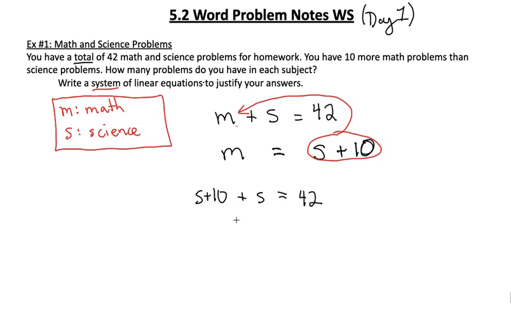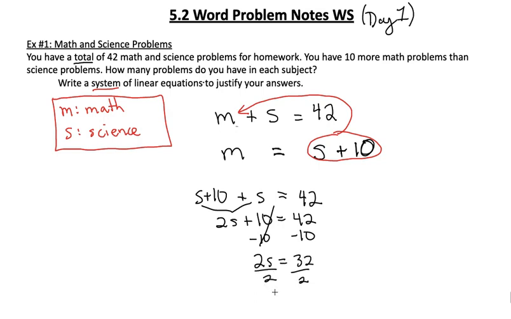Oh, so I'm solving for S now. S plus S is 2S plus 10 equals 42. Oh, now it's just a two-step problem, so we can subtract 10 from both sides. So 2S equals 32. Divide both sides by 2. So S equals, well, half of 30 is 15.